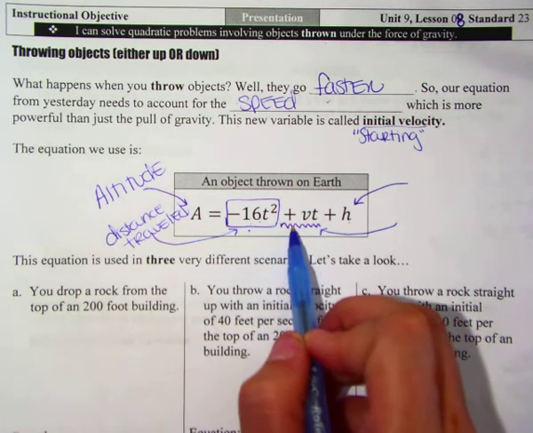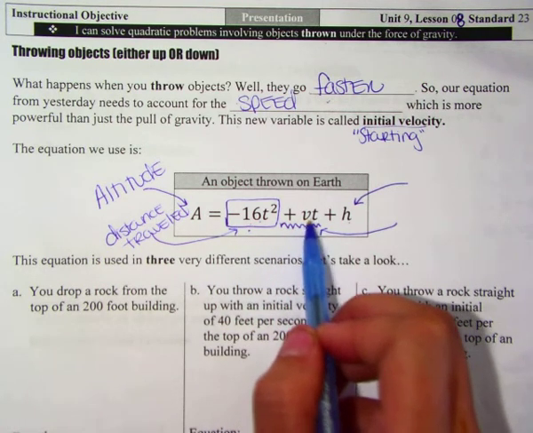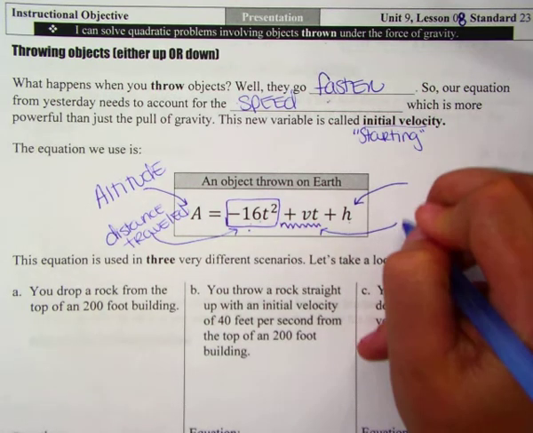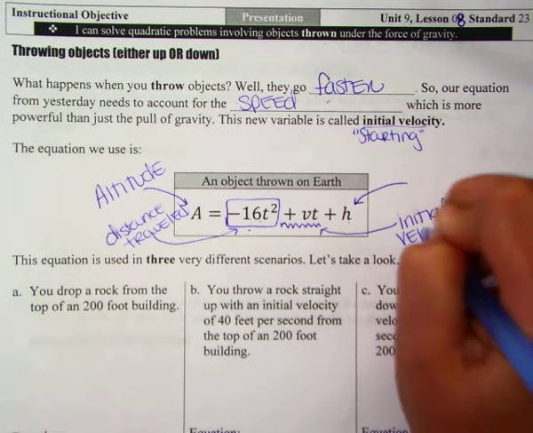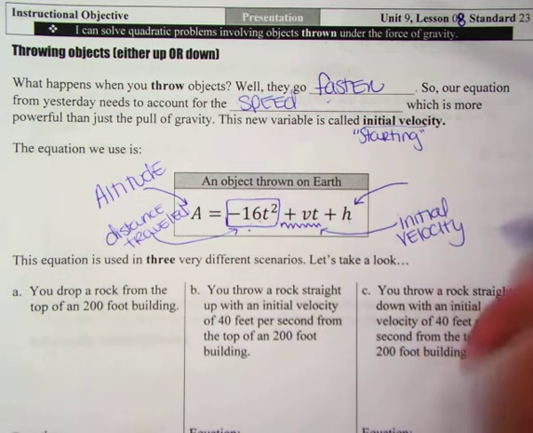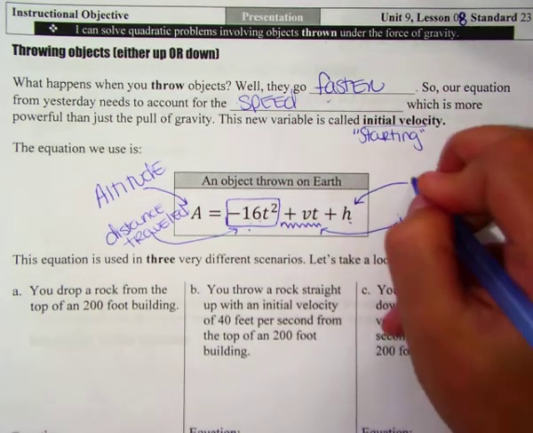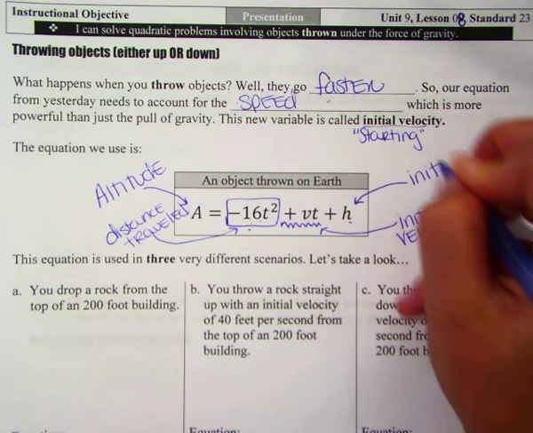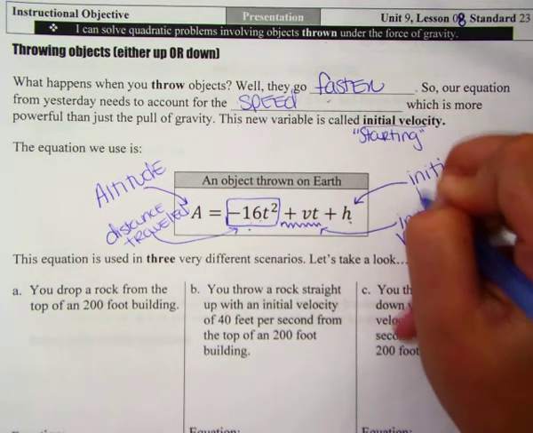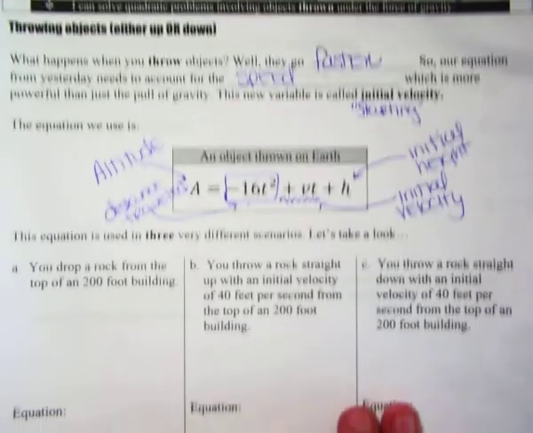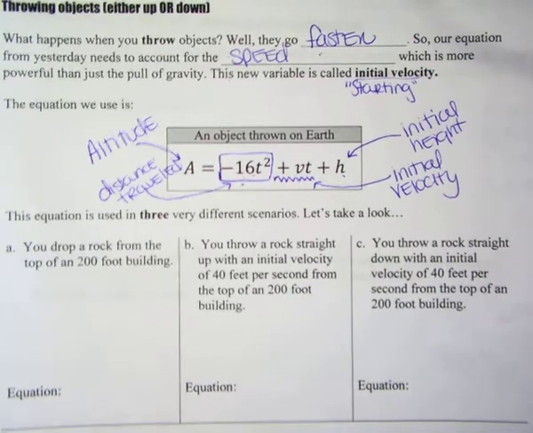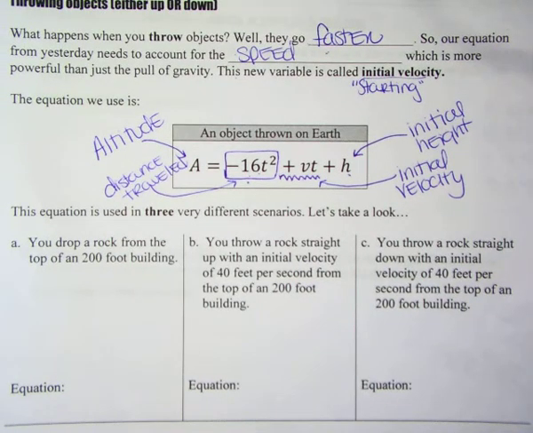So this is just the pull of gravity. Now we need to add in the velocity. How much time is added because of velocity? So this is initial velocity. And then h still stands for initial height. So let's do these three scenarios. We're just going to write the equation. That's all we're going to do.